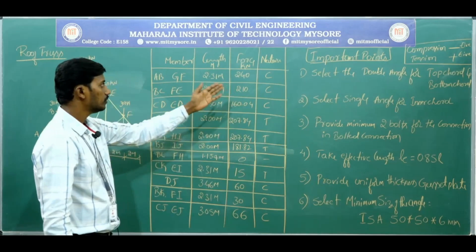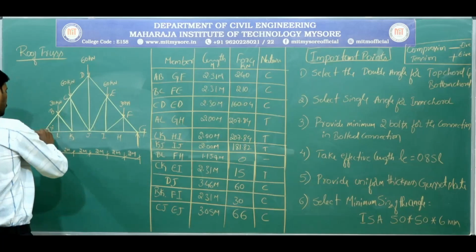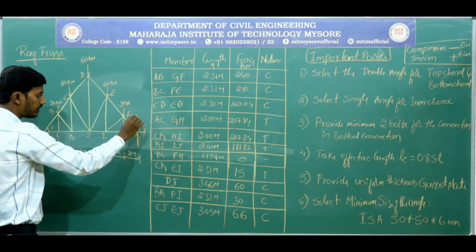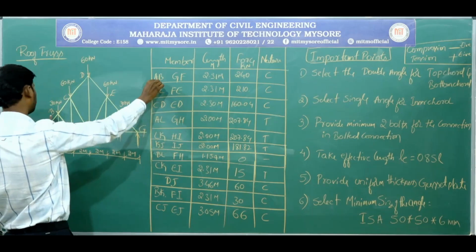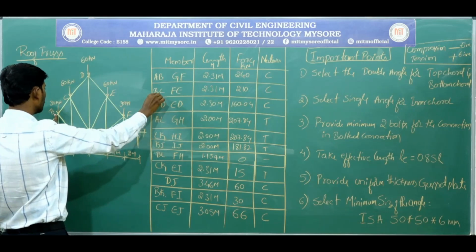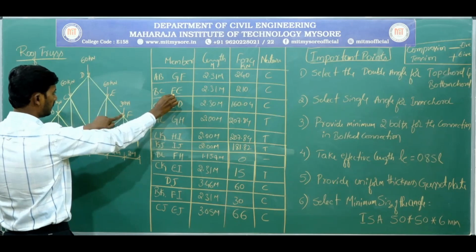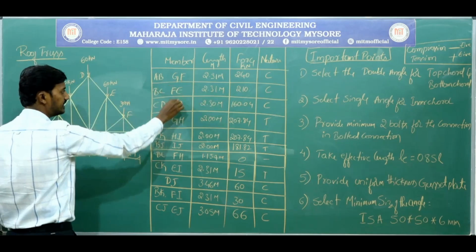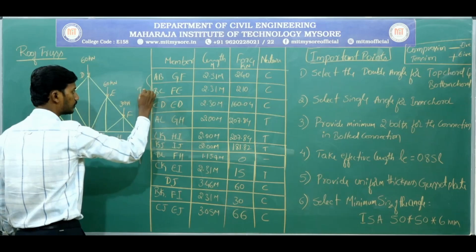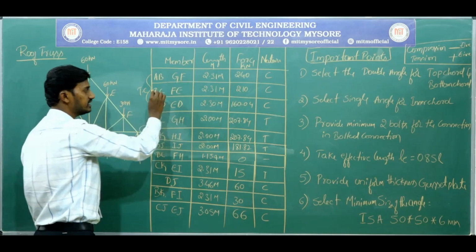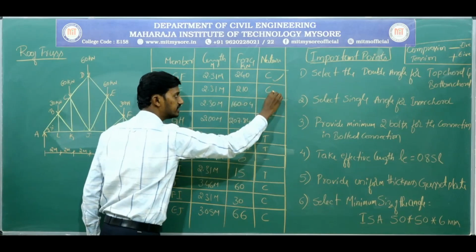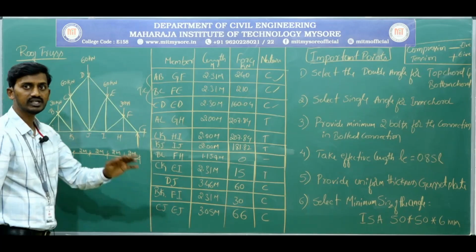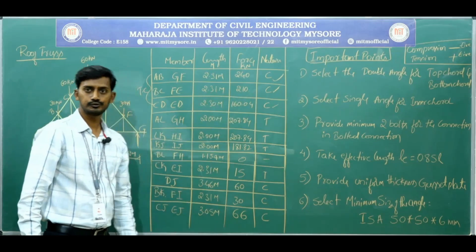So what you need to understand here is, for the top chord, that is AB, BC, CD, DE, EF and FG: AB and FG, BC and FE are the same, next CD and ED are the same. So these are top chord. In this, what is the nature of the force given? Compression, compression, compression. So all these members have compression natured force, right?